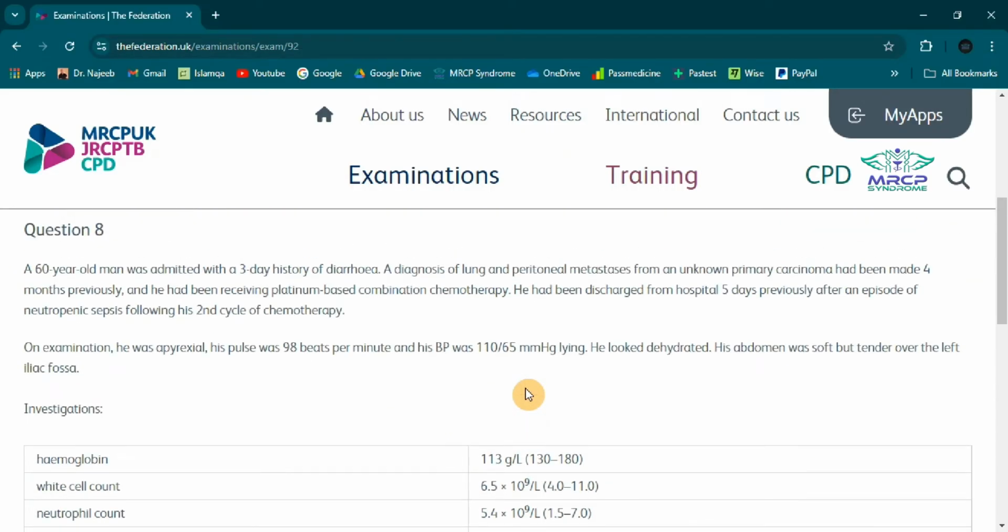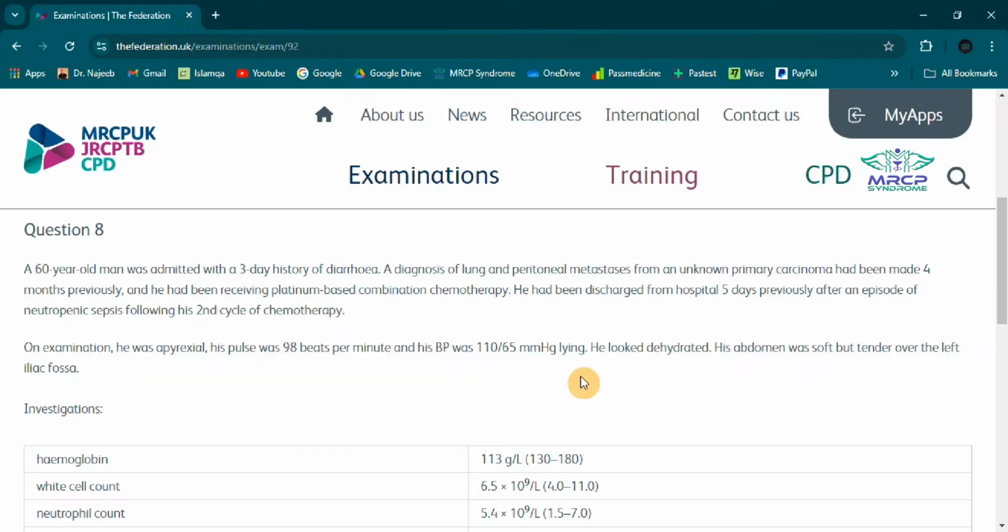A 60-year-old man was admitted with a 3-day history of diarrhea. A diagnosis of lung and peritoneal mets from an unknown primary carcinoma had been made 4 months previously, and he had been receiving platinum-based combination chemotherapy. He had been discharged from hospital 5 days previously after an episode of neutropenic sepsis following his second cycle of chemotherapy. On examination, he was apyrexial.